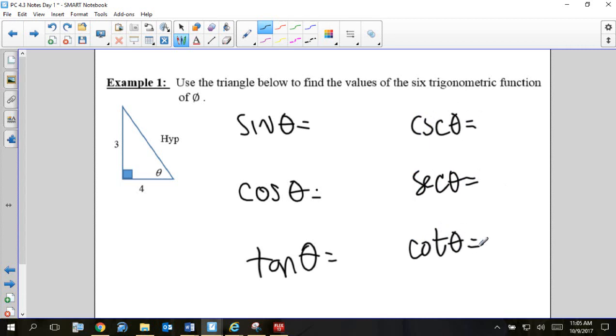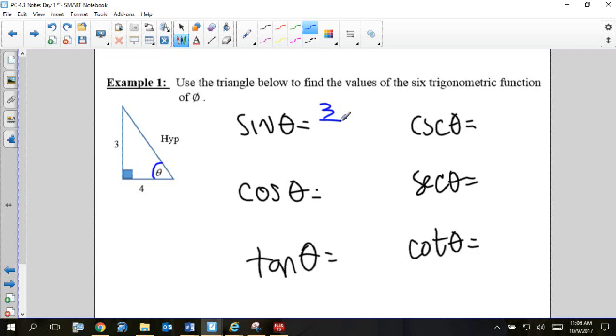And I'm writing it every single time so that later, when we do the hard stuff, I don't have to think about this. It comes natural because I've done it. I've committed it to long-term memory by doing it so many times. Sine of theta is the opposite of theta divided by the hypotenuse of the triangle. What is the opposite? What side is not touching angle theta? 3. And then the hypotenuse is? 5.